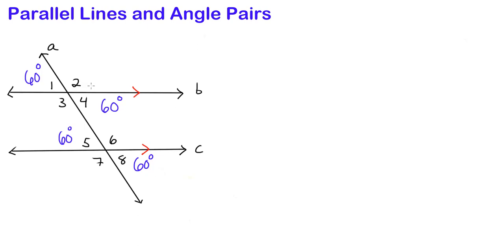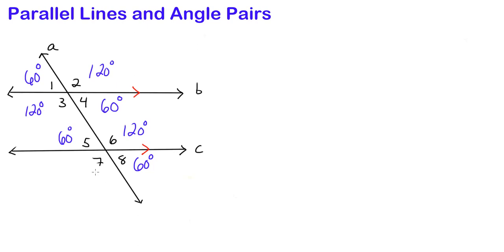So now how about angle 2? Well, I know that angle 1 and angle 2 are a linear pair. So if angle 1 measures 60 degrees, then angle 2 must measure 120 degrees because they have to be supplementary. If angle 2 is 120 degrees, then angle 3 is vertical, so it's also 120 degrees. I know angle 6 is corresponding to angle 2, so it's 120 degrees. And it's also alternate interior with angle 3.